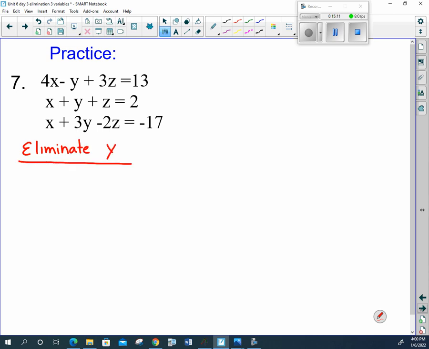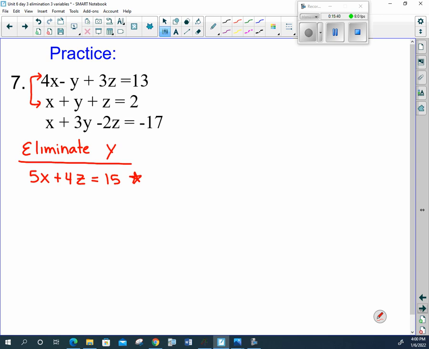All right, so I'm going to take the first two equations and eliminate y. Lucky for me, they are already opposite, negative y, positive y. I can just add those two equations together just the way they are. I don't even have to do any work. So 4 plus 1 is 5, so 5x. Negative 1y, positive 1y is 0. 3z plus 1z is 4z equals 13 plus 2, which is 15. I'm going to put a star by that because that's my start equation.